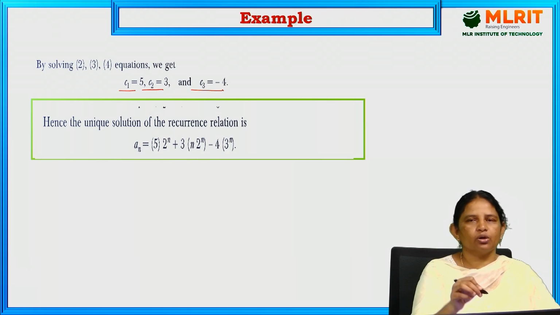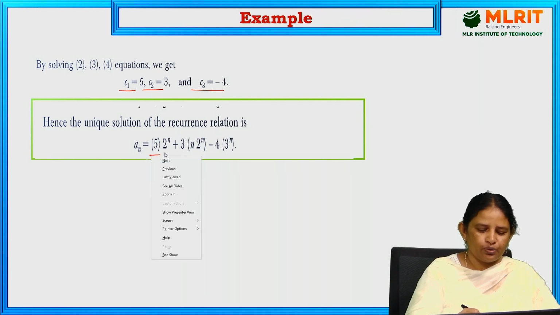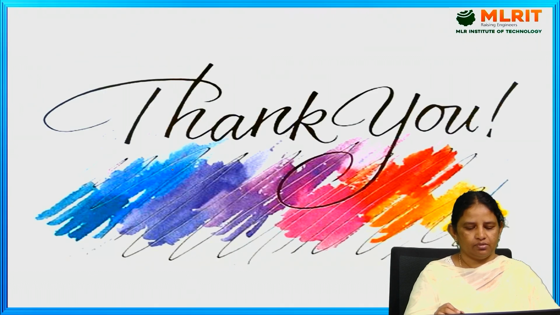Then we can write the first one as c1 into 2 power n. That is c1 is 5 into 2 power n. The second, c2 into n into 2 power n, means c2 value is 3, n into 2 power n. And c3 is minus 4 into 3 power n. This is the solution for the recurrence relation.